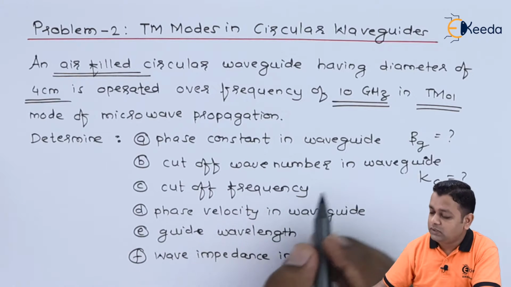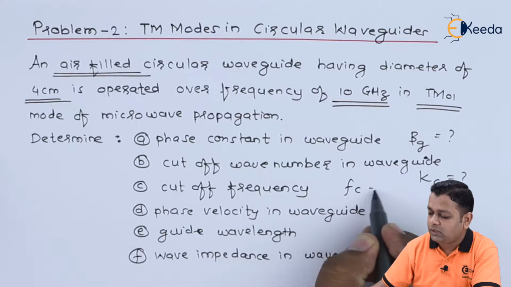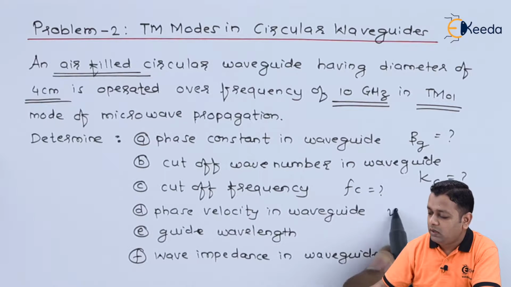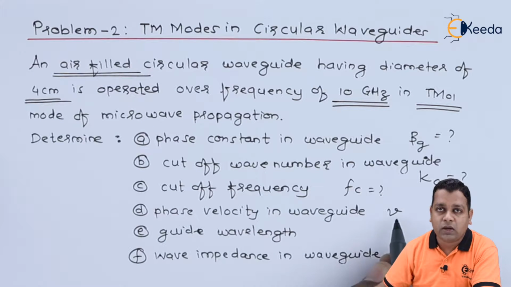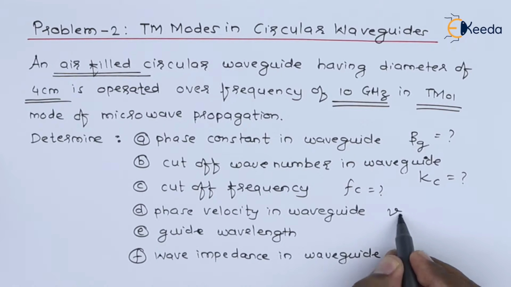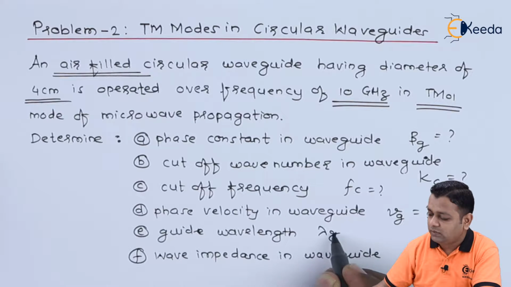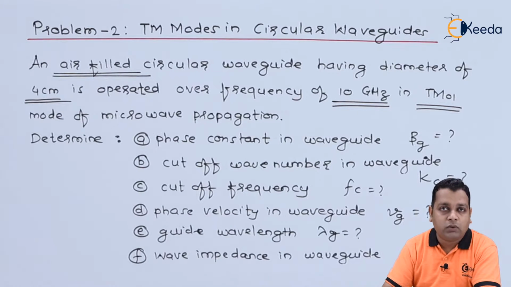The cutoff frequency can be denoted by fc here, whereas the phase velocity inside the waveguide, which we usually denote by v suffix p, inside the guide shall be denoted v suffix g. The guide wavelength can be denoted lambda suffix g, and the wave impedance is denoted in general by capital Z, and for inside the waveguide we have Z suffix g is equal to what. So this is our problem statement.